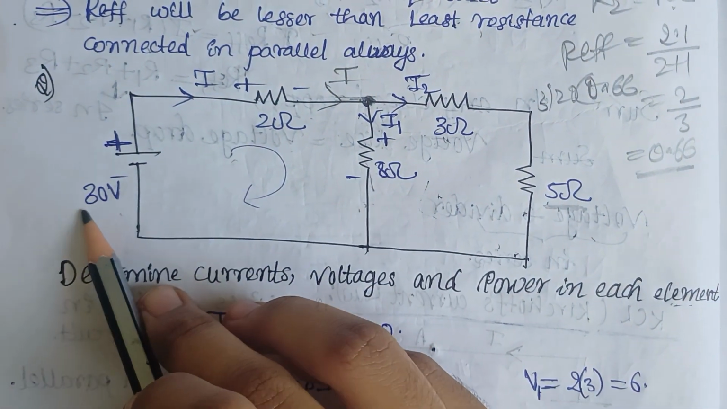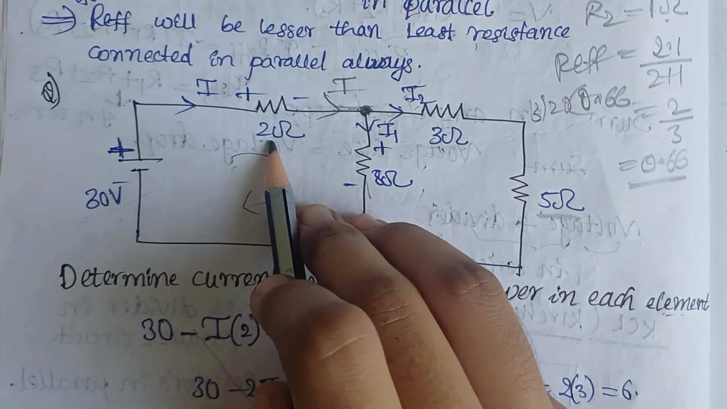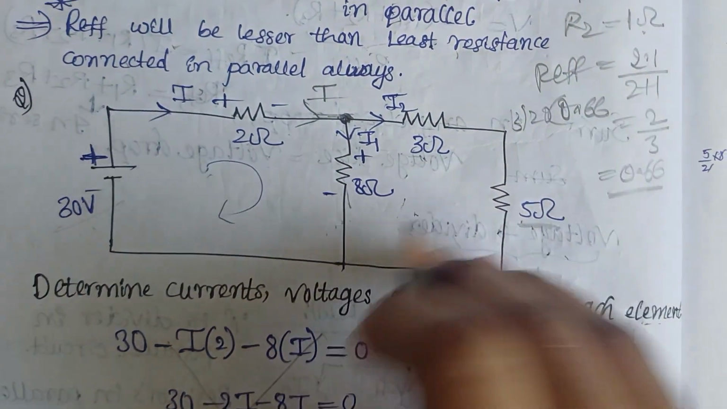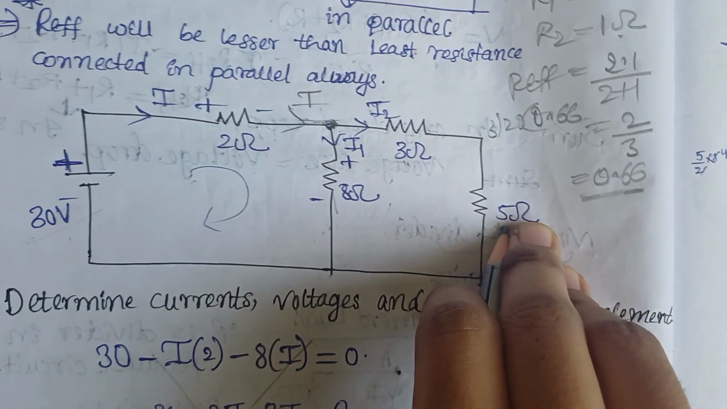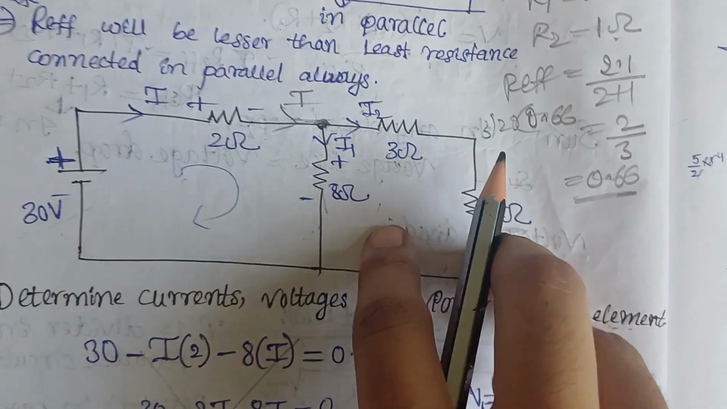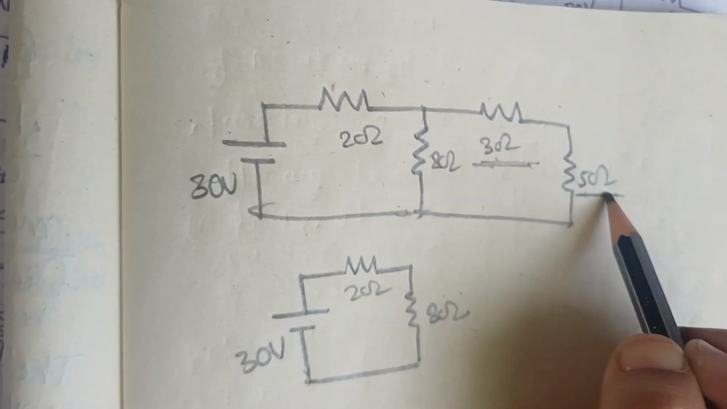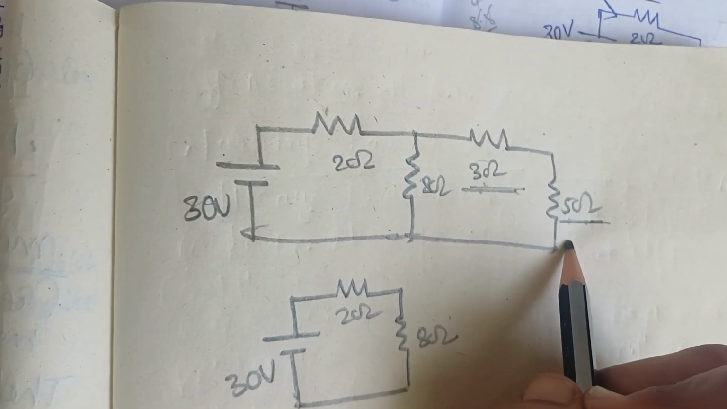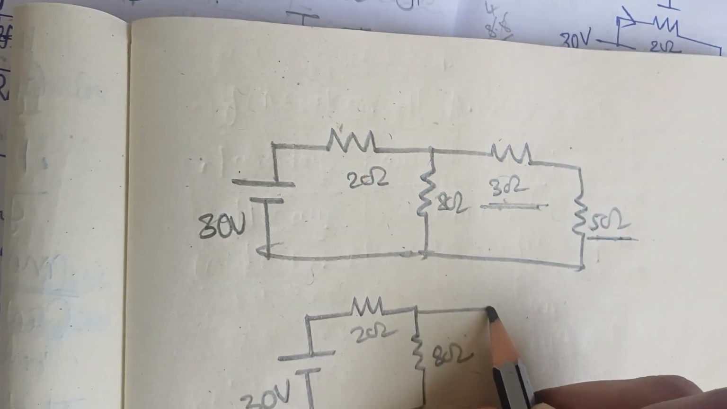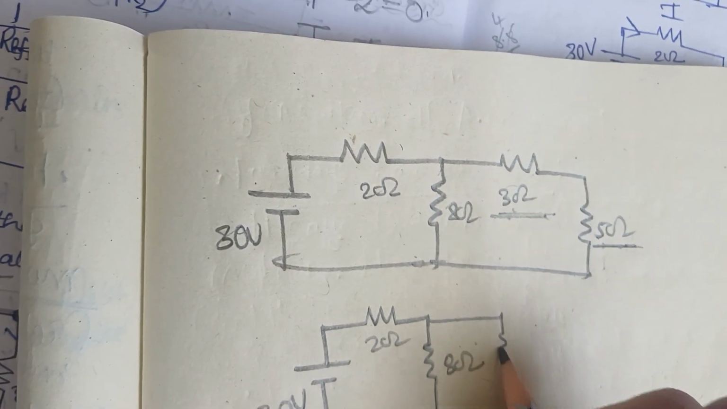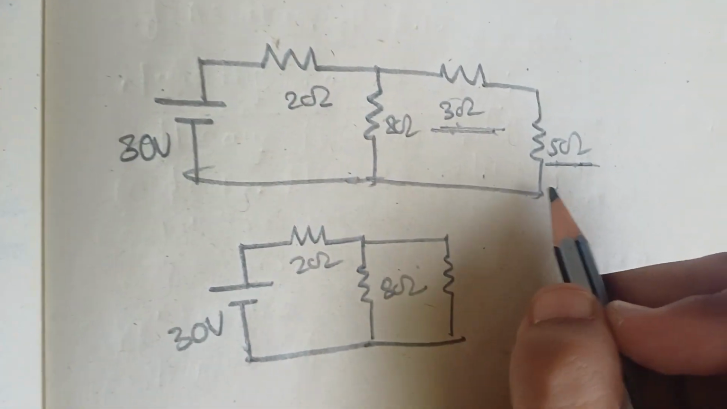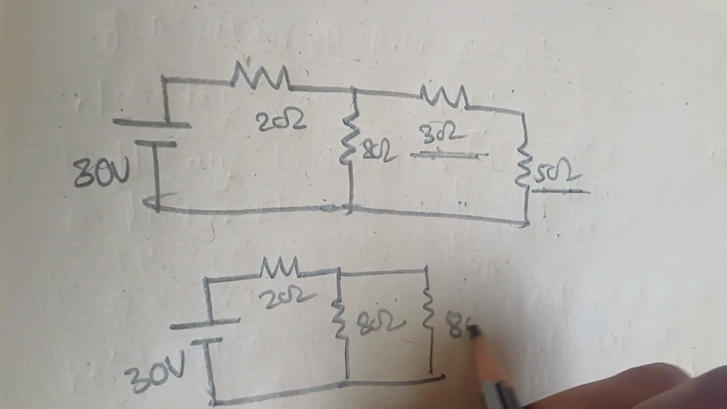Here we have a 30-volt battery involved, and the 2 ohm, 3 ohm, 8 ohm and 5 ohm resistors are involved here. We can simply redraw the circuit in such a way. See here, since your 3 ohm and 5 ohm resistors are in series, your effective resistance will be R1 plus R2, right? That is nothing but 3 ohm plus 5 ohm, which is 8 ohm.